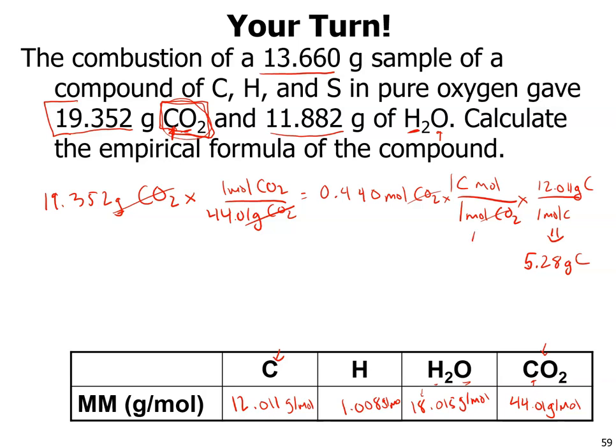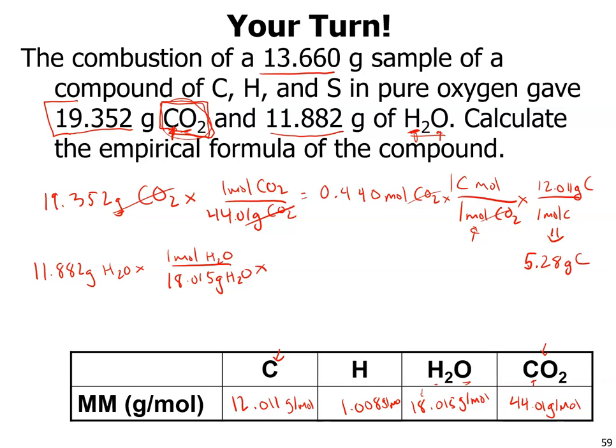The only difference is this isn't a 1-to-1 ratio anymore. It's 2 hydrogen per 1 molecule of water. And I'll start with the 11.882 grams of water. I need to use the 1 mole of water to determine the amount I have, 18.015 grams of water per 1 mole of water. So this is going to give me the molar amount of water rather than in grams.